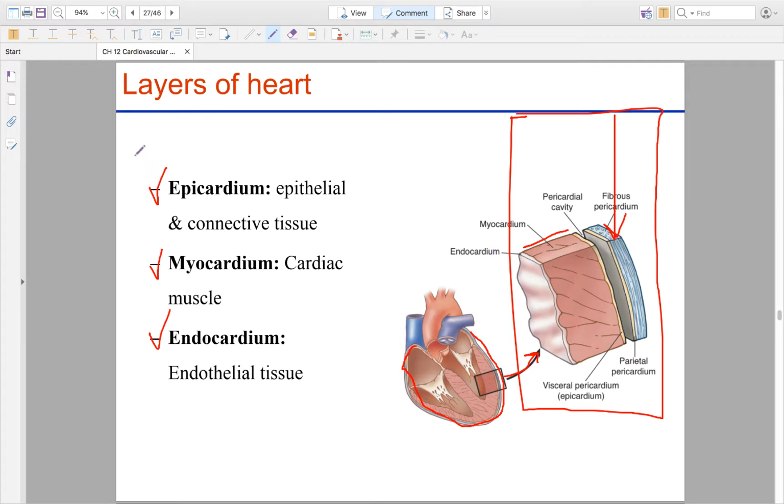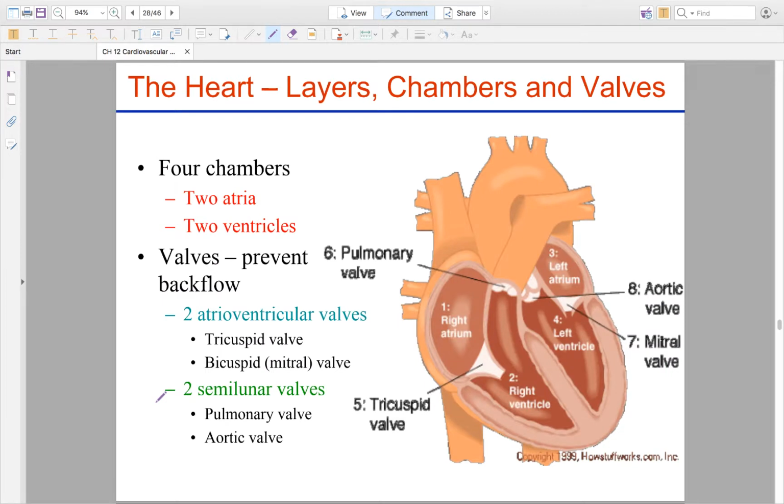So that's the epicardium. It's epithelial and connective tissue. The myocardium is the cardiac muscle. And the endocardium is endothelial tissue on the inside. Remember, endo means inside. Okay, the heart has a right and a left side. It's made up of 4 chambers, 2 atria and 2 ventricles.